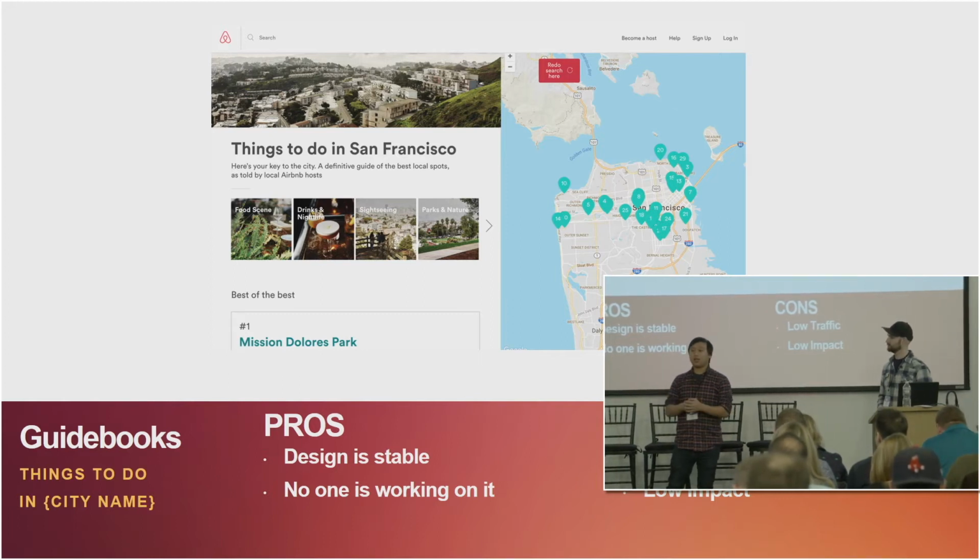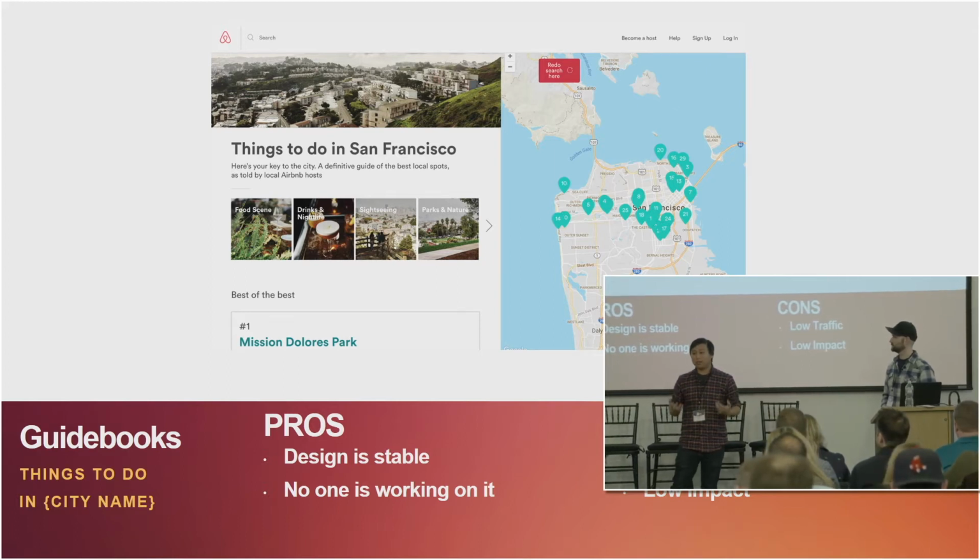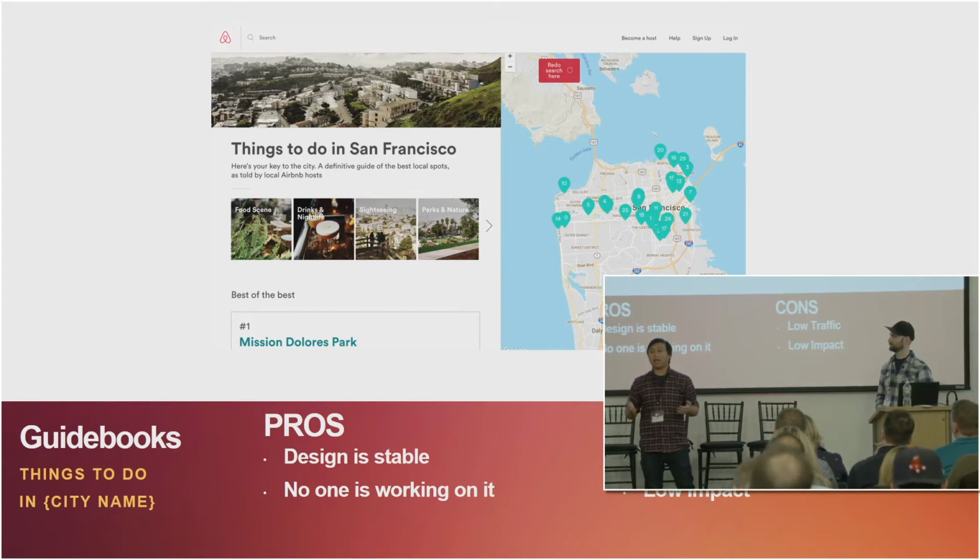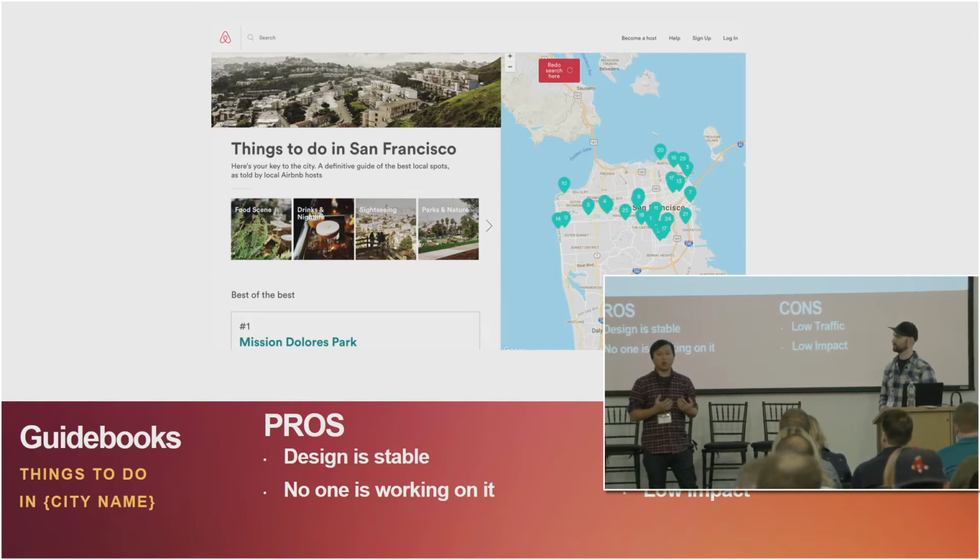guidebook pages. These occupy the keyword space, things to do in blank. So things to do in San Francisco or things to do in LA. Now the great thing about these pages is that the SEO team actually owns these pages. We created these pages from the ground up, built for SEO. And the design is very, very stable and no one is actively working on it. On the downside, it gets an okay amount of traffic. But the problem is that the traffic it brings in is very, very low impact.